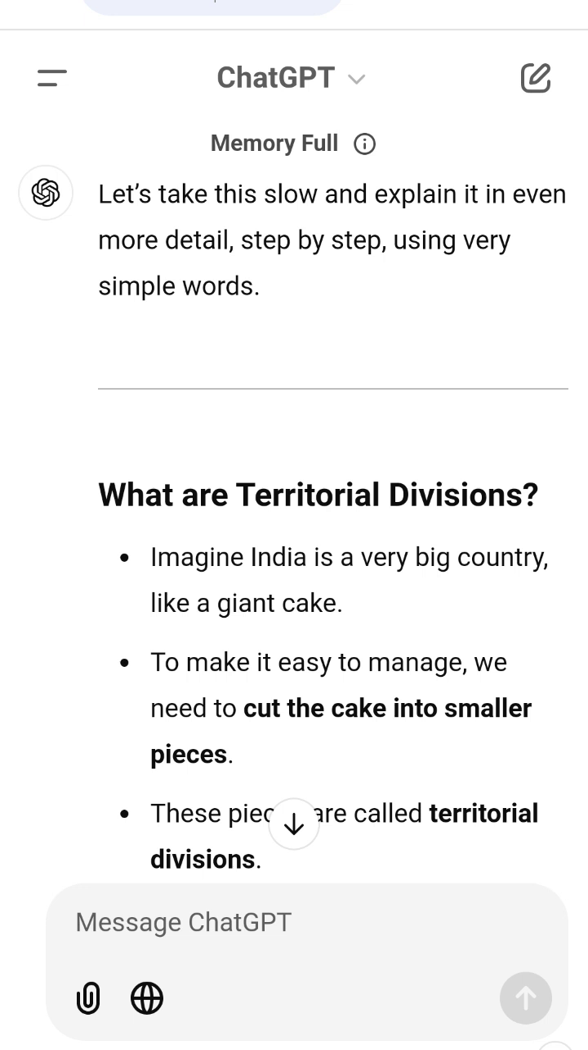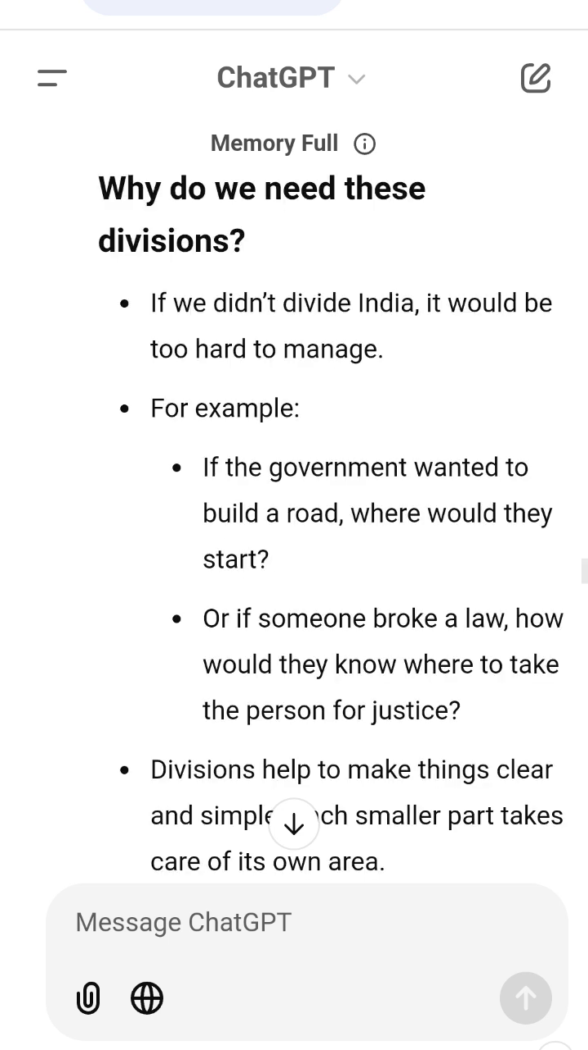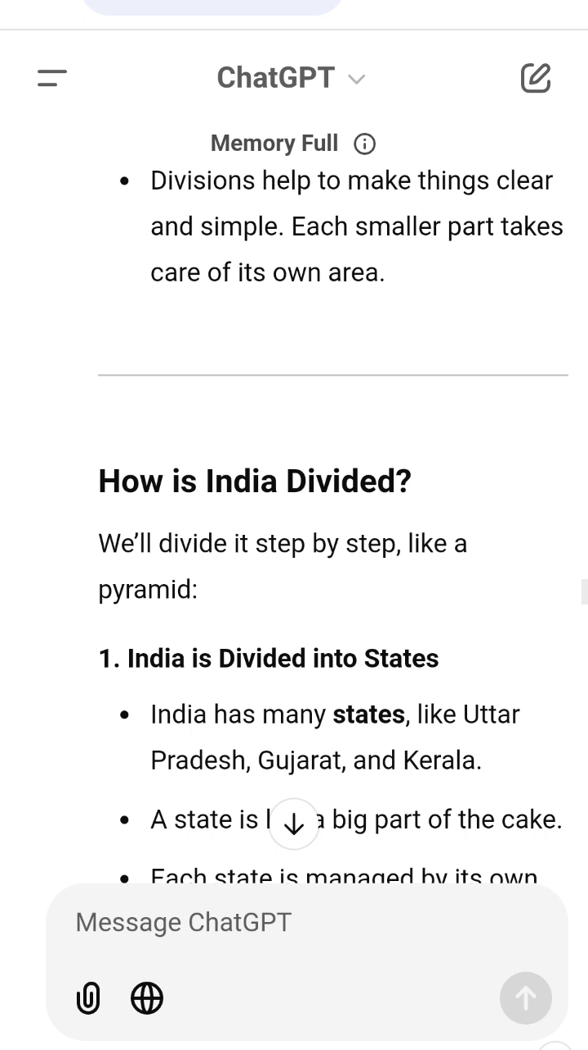Who decides how to divide India? The state government decides how many sessions divisions, districts, or subdivisions are needed. If a division needs to be bigger or smaller, the state government can't do this alone. It needs to ask the High Court of the state.